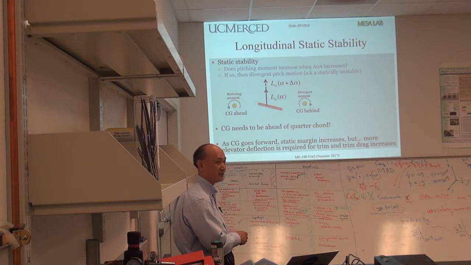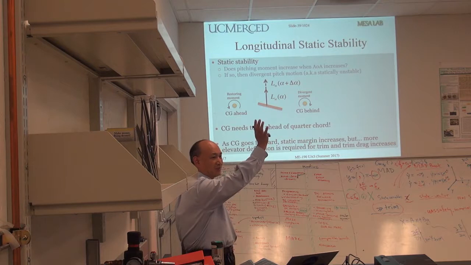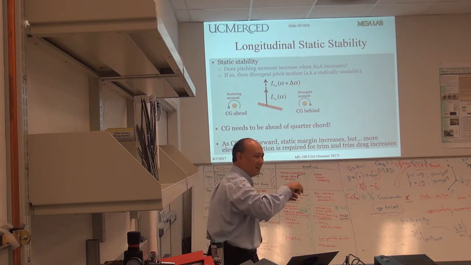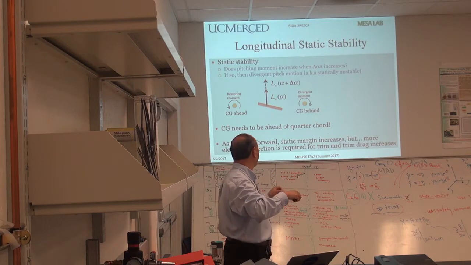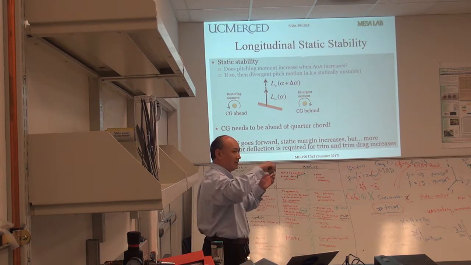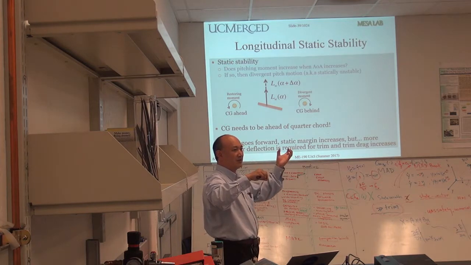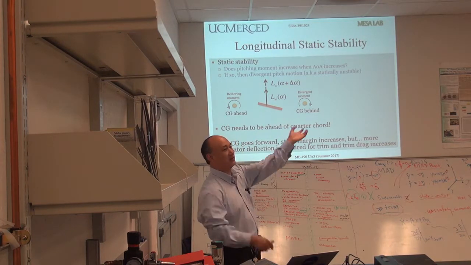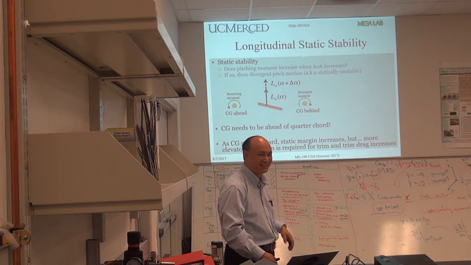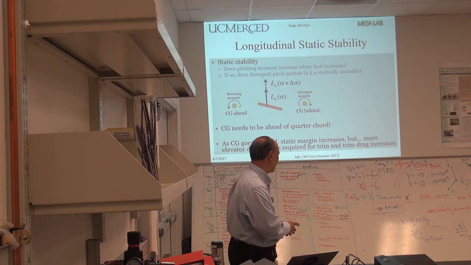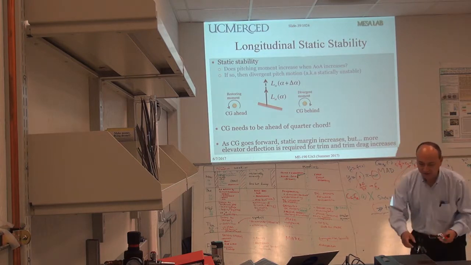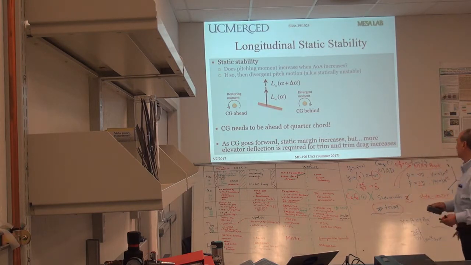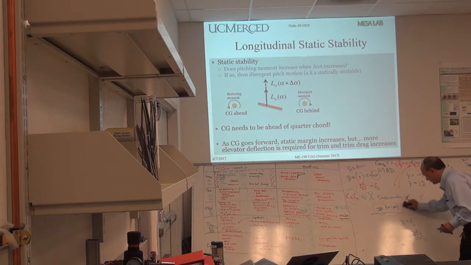Alpha increases, your lift also increases, right? But if your center of gravity is behind, then the bigger the angle you have, the more you just turn, right? Did you get it? I need to erase everything here. So think about, where is your center of gravity?